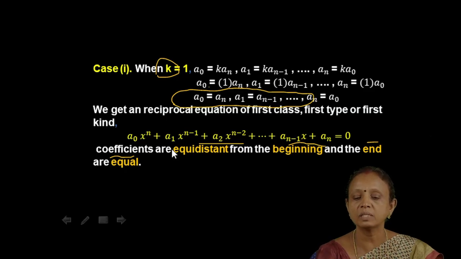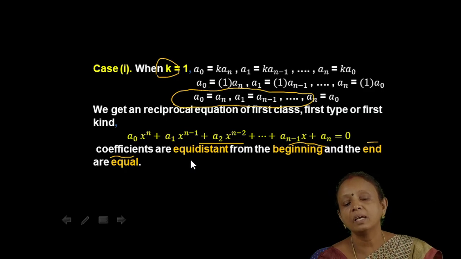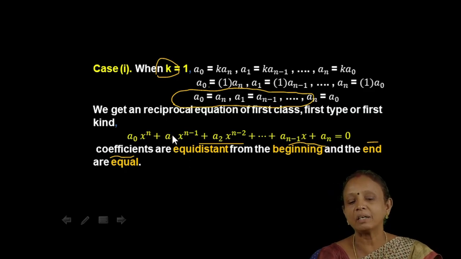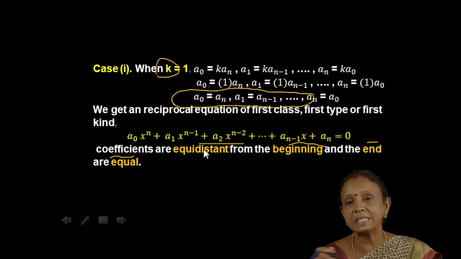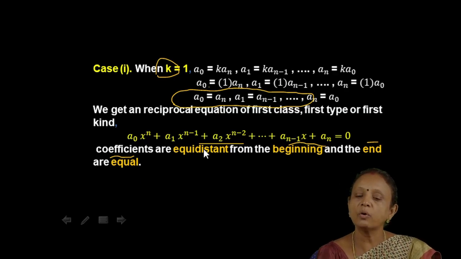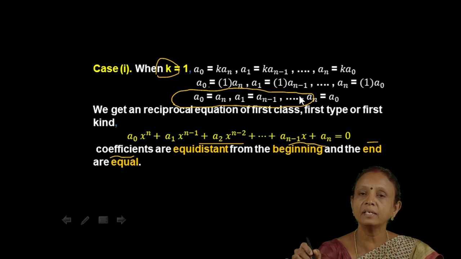So a naught x power n plus a1 x power n minus 1 plus etc. What are the coefficients? The coefficients are nothing but what stand by the side of x power n, that is a naught and then a1, etc. Now, what are the positions of the coefficients? I am showing that a naught is equal to an, a1 is equal to an minus 1, etc., an is equal to a naught.